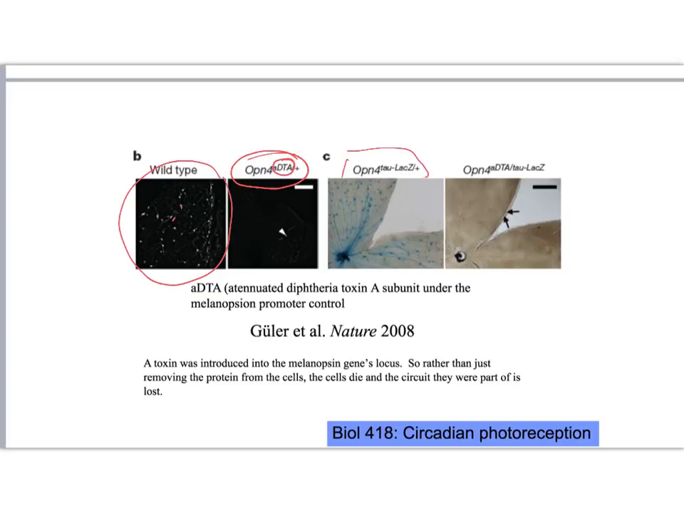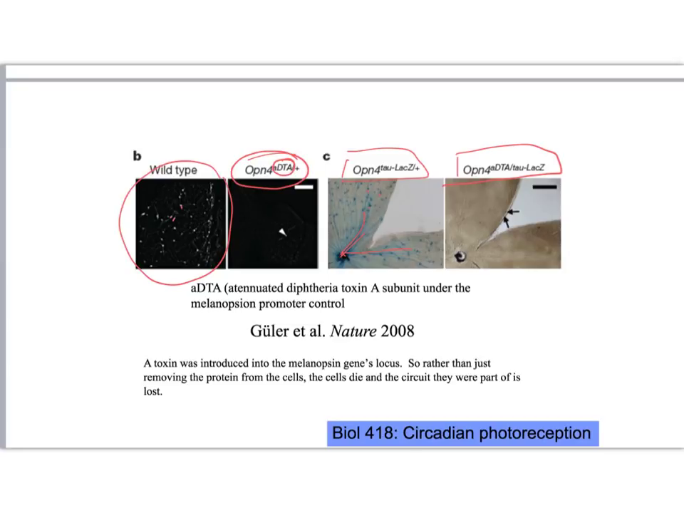And here is using your reporter gene to label melanopsin cells. If you have OPN4 tau-LacZ, you see these blue dots which represent the melanopsin cell bodies and the axons. However, if you do the same technique in the animals that have diphtheria toxin driven by melanopsin, what you can see is that there's no melanopsin neurons at all. So again, very important in this case, we're not just removing the gene melanopsin from the genome, but we're actually inducing the death of all the cells that express melanopsin.